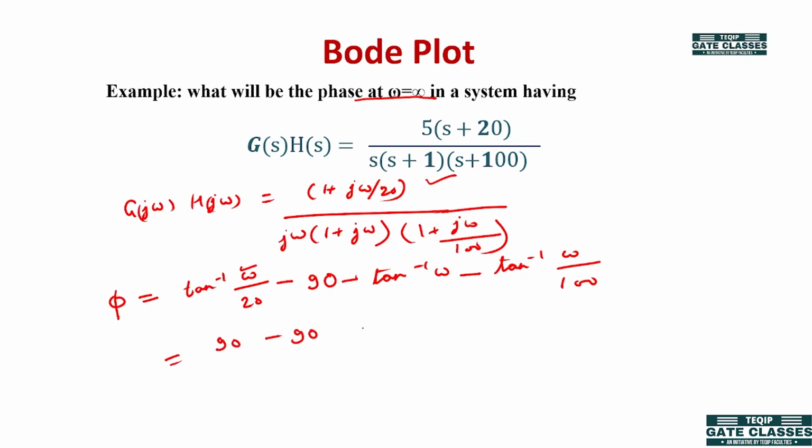This is a constant 90 degrees for all frequencies. This will become again 90 degrees. This is again 90 degrees. So our total angle at omega equal to infinity would be minus 180 degrees.